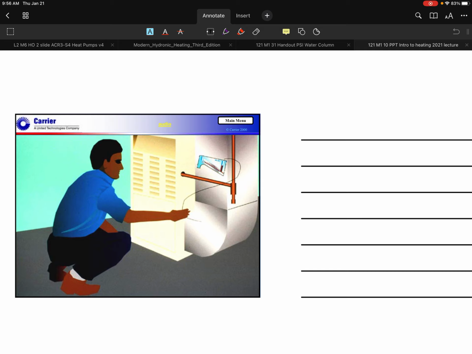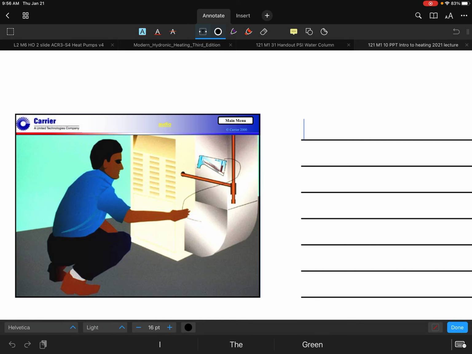The gentleman shown in this image is using an instrument. In this particular case, it's called an incline manometer, and he's using it to help measure some pressures within the system. The note that I would probably make here is how most of the service techs in the field are going to use it.